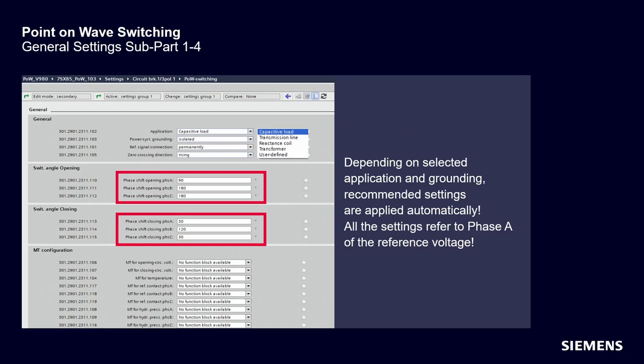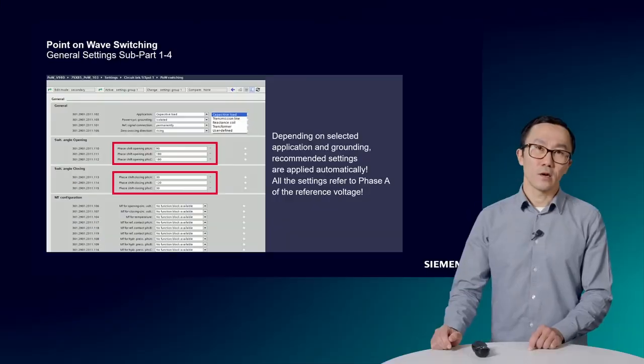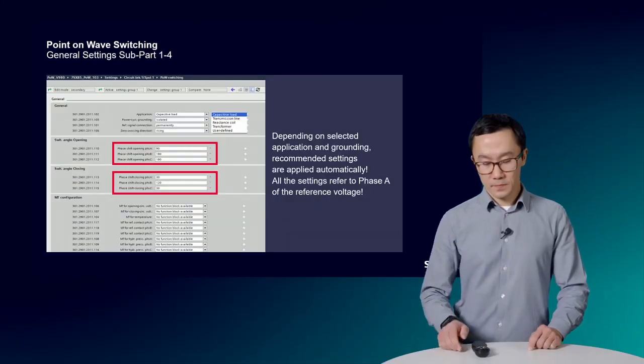The 4th subpart is MT configuration, which stands for measuring transducer configuration. Here you can connect all additional signals like temperature, circuit voltage, reference contact, and pressure. These signals are optional and used for the compensation if you need to adapt your switching time according to the ambient condition on site. I'll explain this part later in more detail.